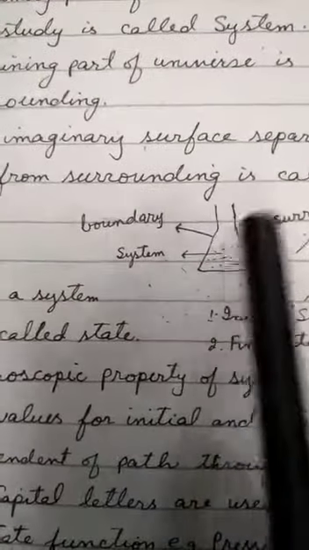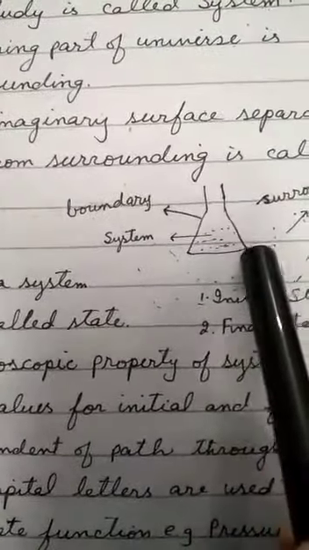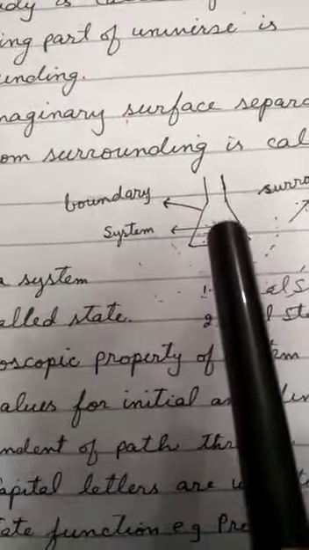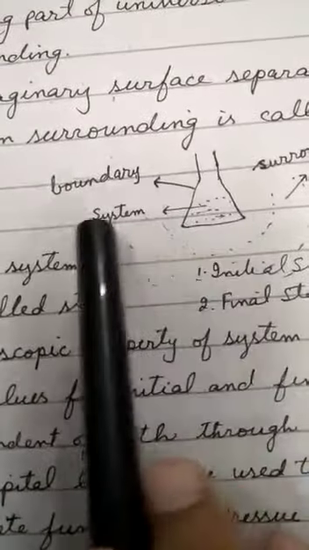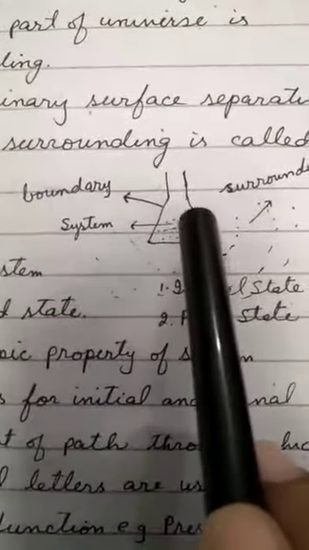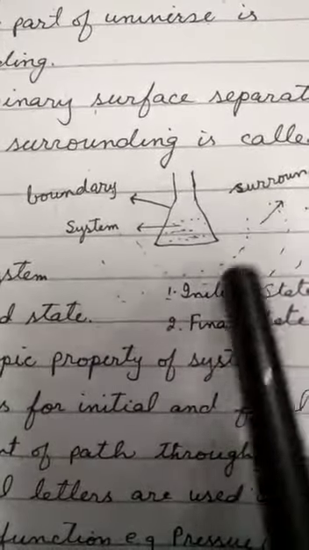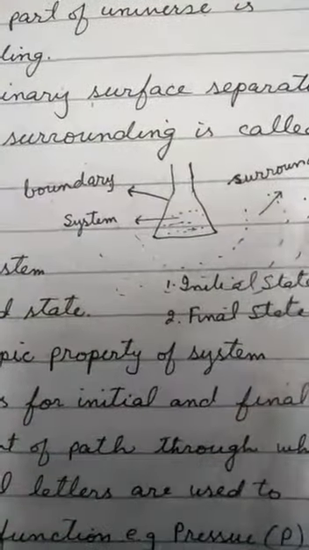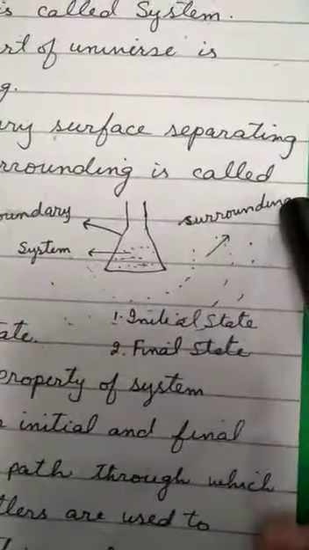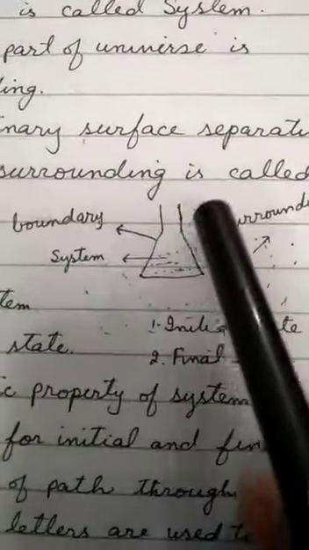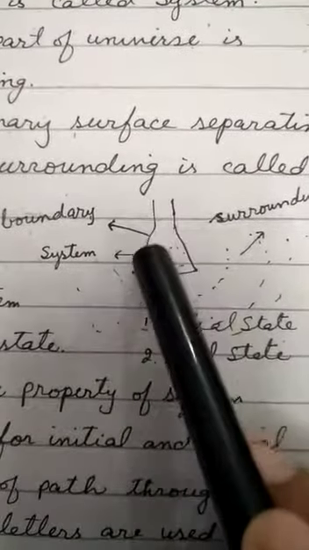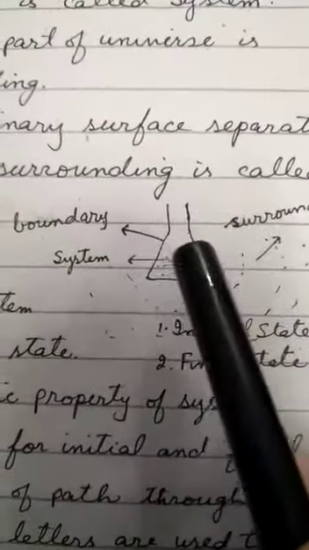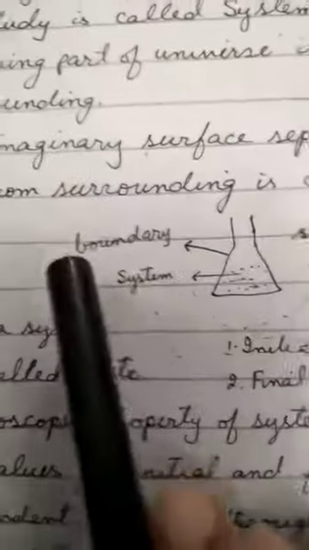I will explain these three terms by this diagram. Consider this flask as a system. The gas enclosed in this flask will act as a system. All the universe surrounding this flask is known as the surrounding. And this glass boundary, this glass surface which is separating the system from the surrounding, is called the boundary.